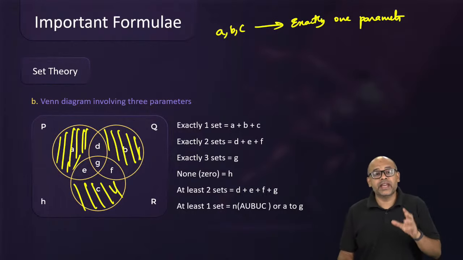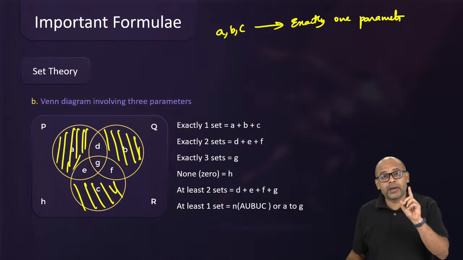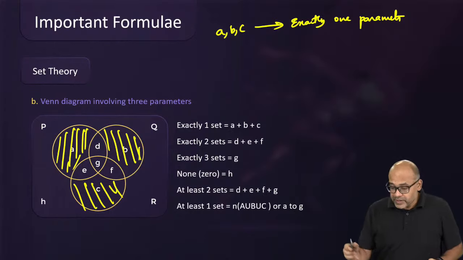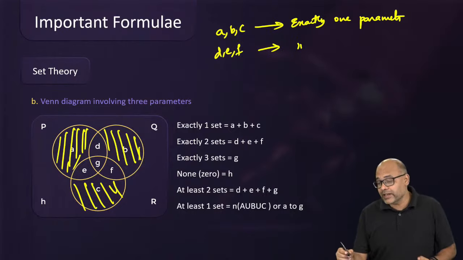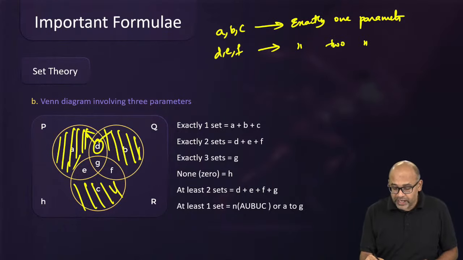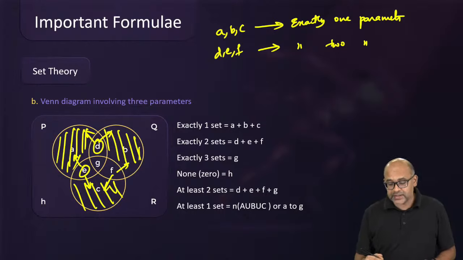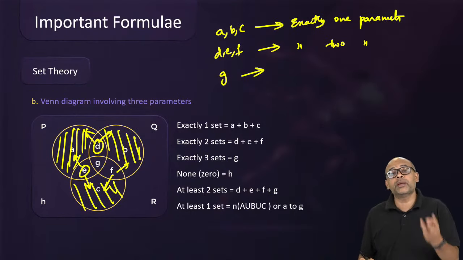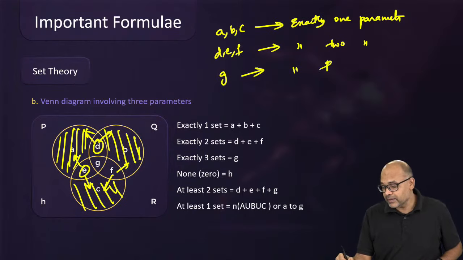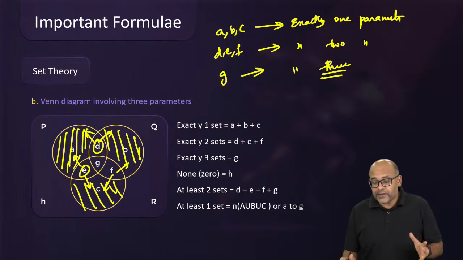Right? They represent areas which signify belonging to a single parameter. Similarly, if you look at D, E and F, they represent areas which correspond to exactly two parameters. Because you can see D belongs to both P and Q, E belongs to both C and P, F belongs to both Q and C, right? And finally, if you look at G, this represents the portion which belongs to three parameters. So exactly 3.